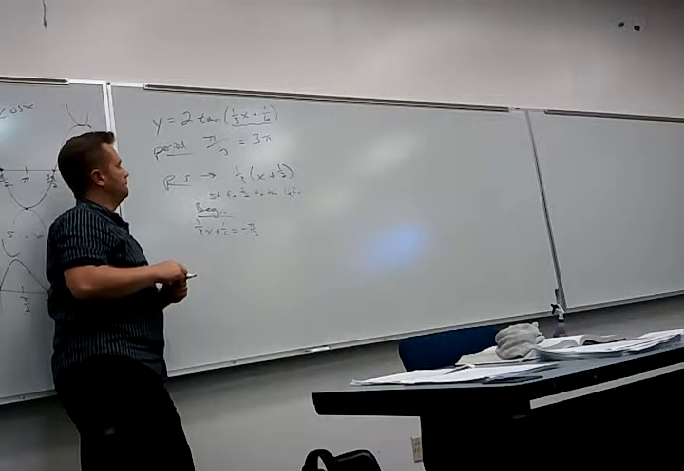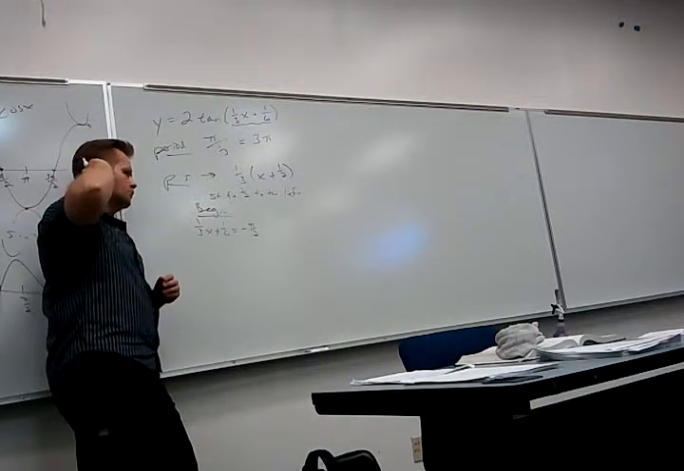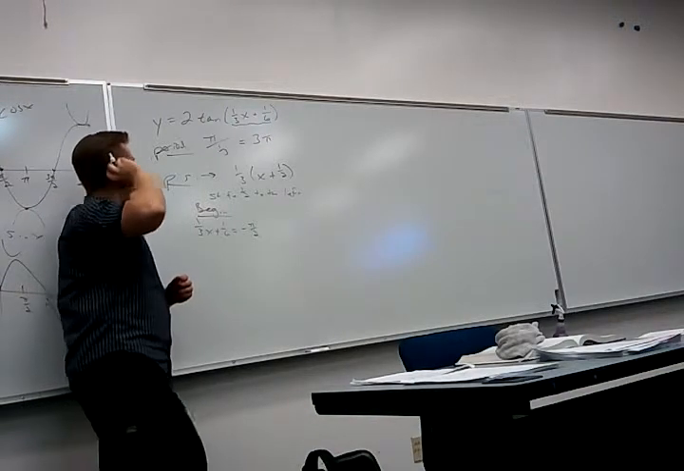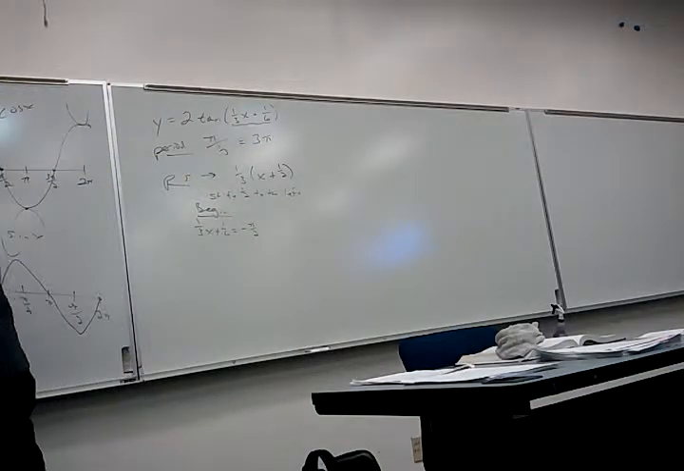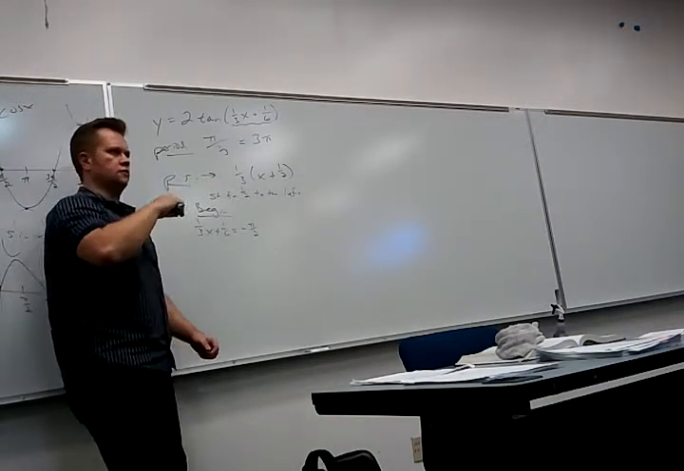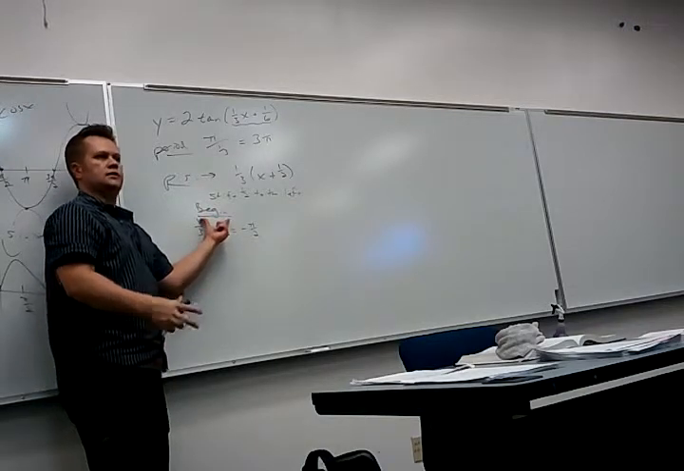Why is it negative pi over 2? Because what does it normally start at? Negative pi over 2. So it normally starts at negative pi over 2. Now I want to see where it actually begins now.